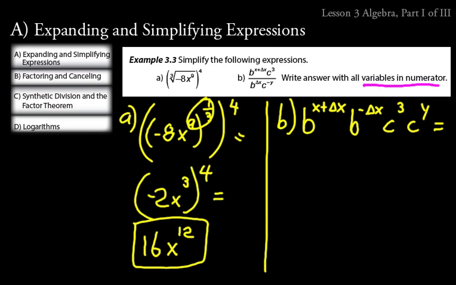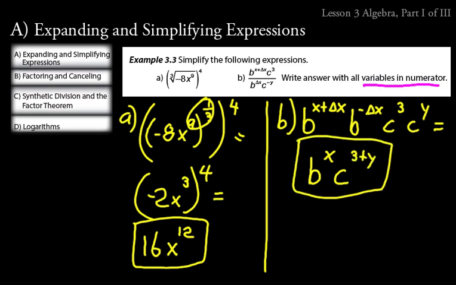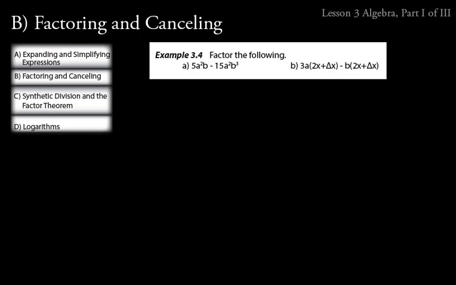So if we add the exponents of the b terms together, we'd have an x plus delta x minus delta x, which would just be an x power. And then we'd have a c to the 3 plus y. So there's the simplified form. Moving on to part B, we'll do some factoring and canceling, a review of just fundamental algebraic factoring and canceling skills.